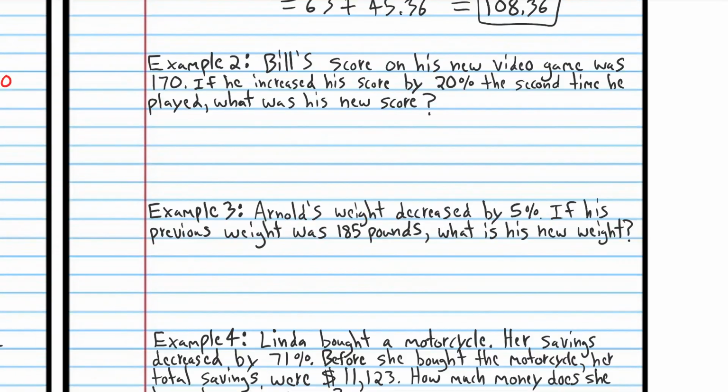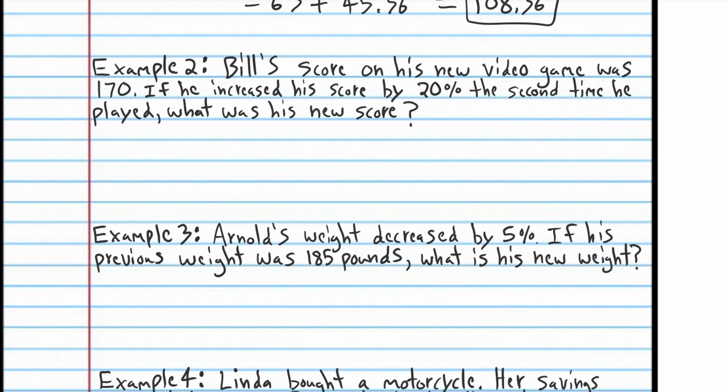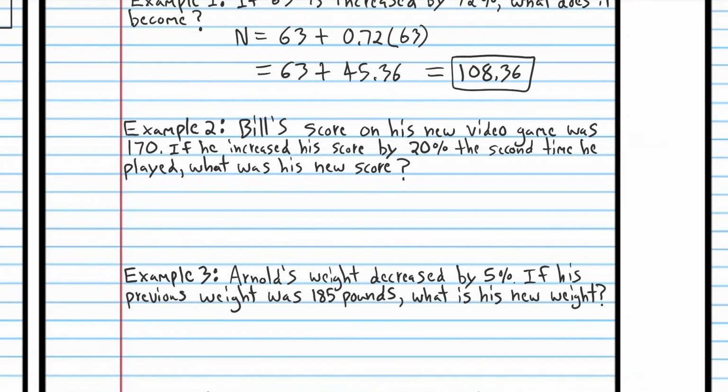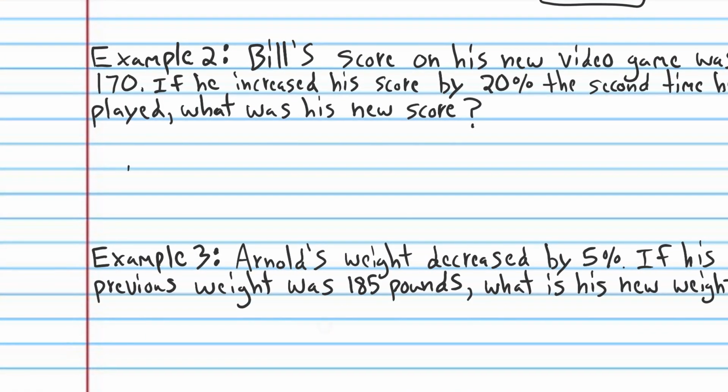All right, so let's try a couple more of these problems. I'm going to try example 2, and you can try example 3 and example 4. Bill's score on his new video game was 170. If he increased his score by 20% the second time he played, what was his new score? So again, you can use that formula. I want you to write the formula. The new number that we're looking for is equal to the old number, the first number, plus the percent of the first number.